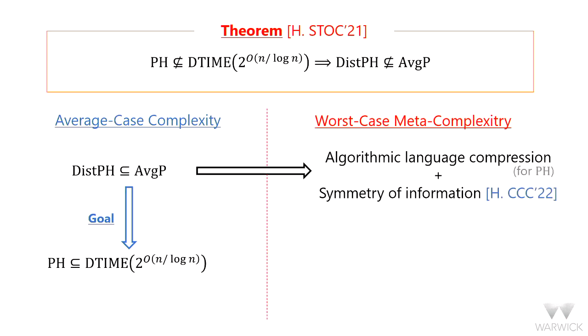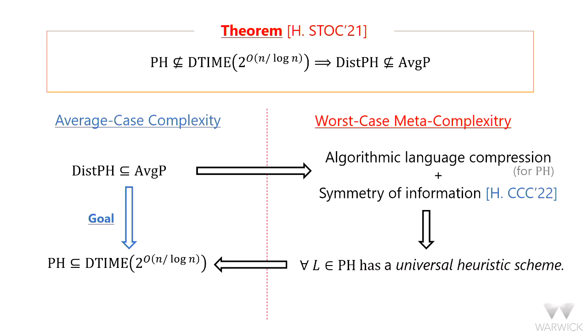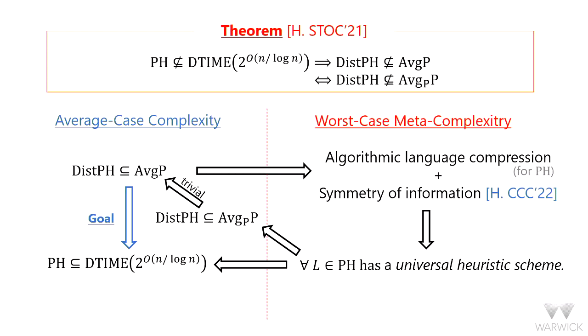And the first step is to prove several results about time-bounded Kolmogorov complexity, which is algorithmic Lagrange's compression, which I will explain later, and the symmetry of information, which I actually talked about last year. And then we construct an efficient algorithm called a universal heuristic scheme. And that's how we prove this result. And let me mention that if you have a universal heuristic scheme, you can also construct a P-computable average polynomial time algorithm. And if you have such an algorithm, you can also get the standard notion. So in this way, you can also get an equivalence between P-computable average polynomial time and the standard notion of average polynomial time.